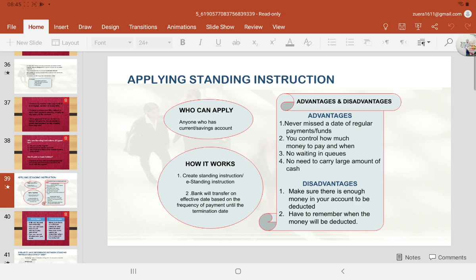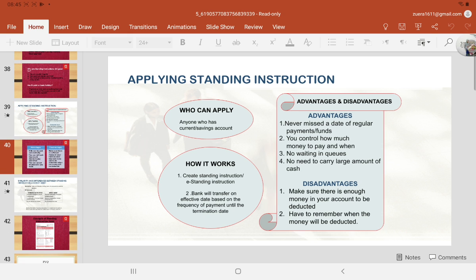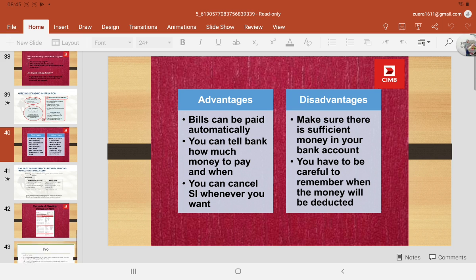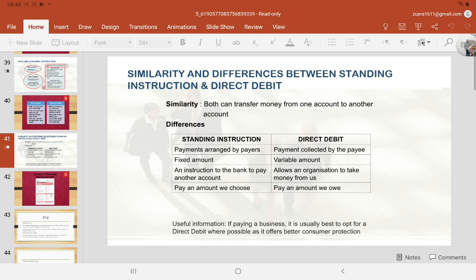And then for the disadvantages, you have to make sure that there is enough money in your account to be deducted, and you have to remember when the money will be deducted. So these are the advantages and disadvantages of the standing instruction. We also have certain similarities between the standing instruction and direct debit. You can read about that yourself.